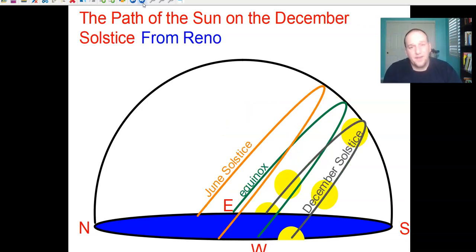On different days of the year, we have different experiences. The June solstice, we know that the sun rises far north of east, goes really high in the sky, and sets north of west, and is up longer than it's down. This is represented by the orange line here.